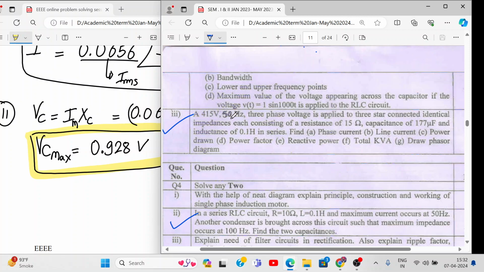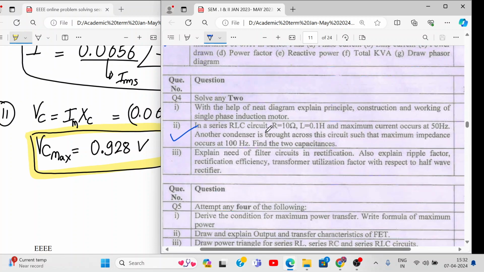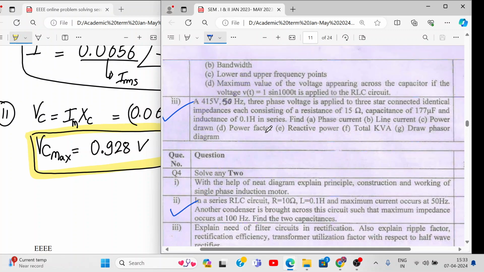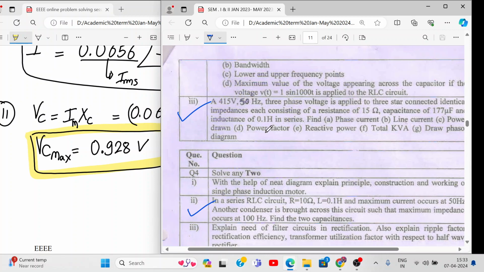A 450 volt, 50 hertz, three phase voltage is applied to a three phase star connected identical impedance, each consisting of resistance 15 ohm, capacitance 177 microfarad, and inductance 0.1 Henry in series. Find, don't worry about it, it's very simple: phase current, line current, power drawn, power factor, reactive power, total KVA, and draw the phasor diagram. The phasor diagram we will do some other time. First of all you have to solve the numerical. So can we start?